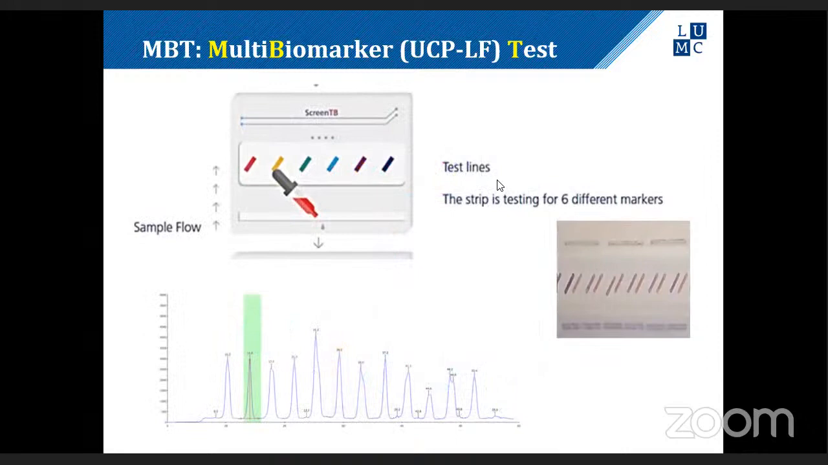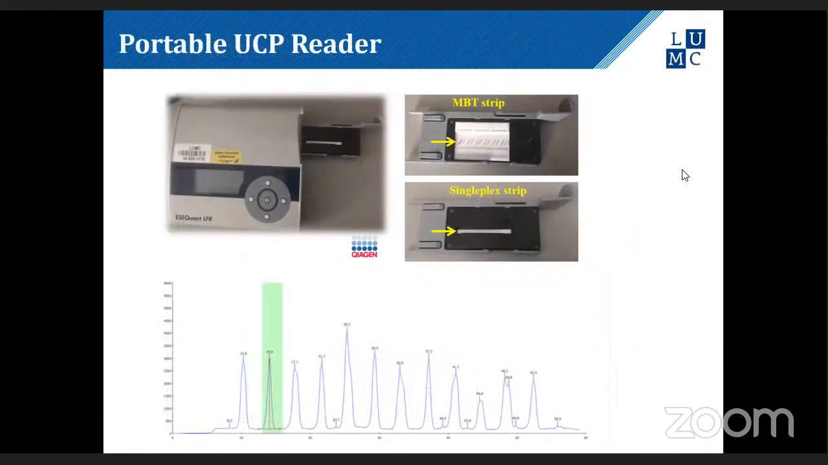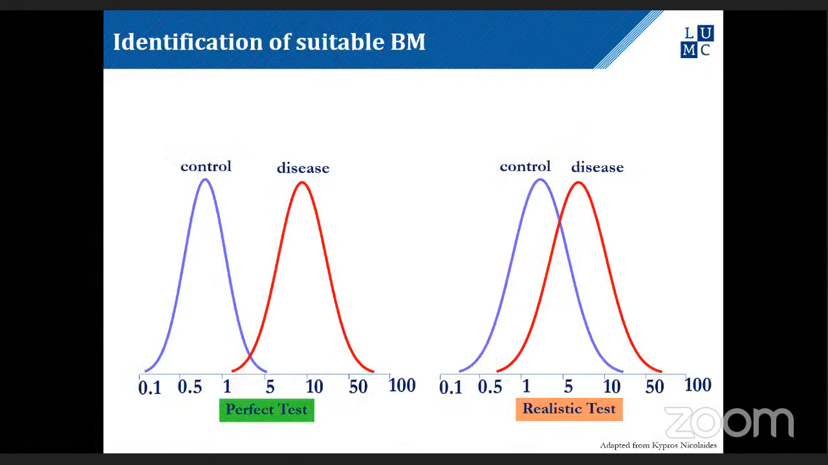And this is what a general spectrum would look like. In this case, there is the first marker and then the flow control of that marker, and then the second marker and flow control of that marker, etc. You can also see that some of the markers are much higher than the others, but this is the normal pattern for these markers. So instead of one ratio value, we actually have 6 ratio values. The reader is also a little bit adapted because the cassette in which the MBT strip needs to be before it goes into the reader is custom made at the LUMC, because the single strip is much smaller, of course.